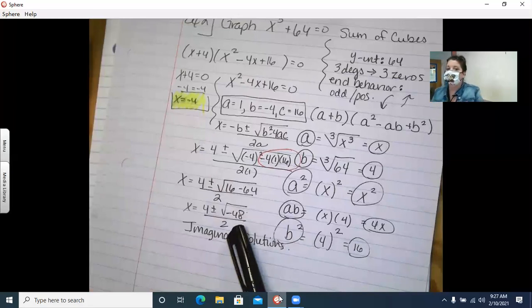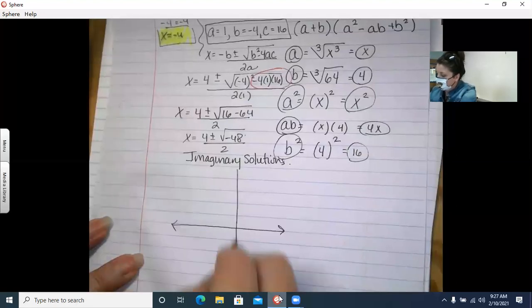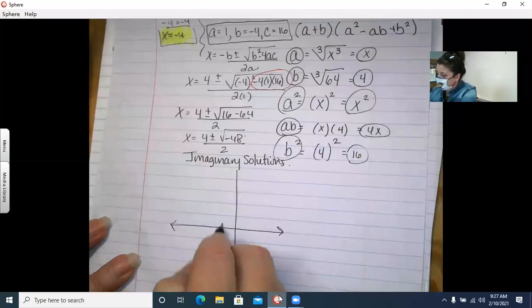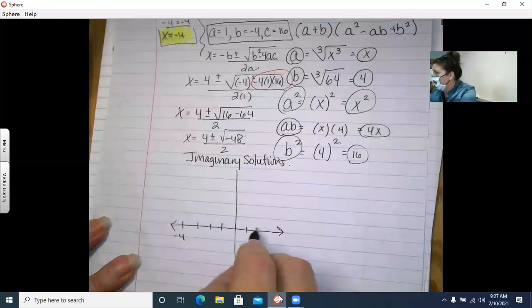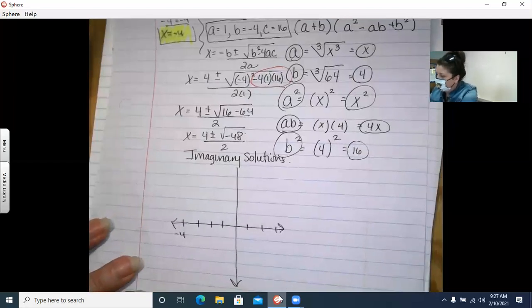Is my graph going to cross the x-axis? Only once, right? So we have what we need. It's going to cross the x-axis at -4. And my y-intercept was 64. We don't need to draw all the way up to 64, okay? My end behavior, the left side was down, the right side was up.